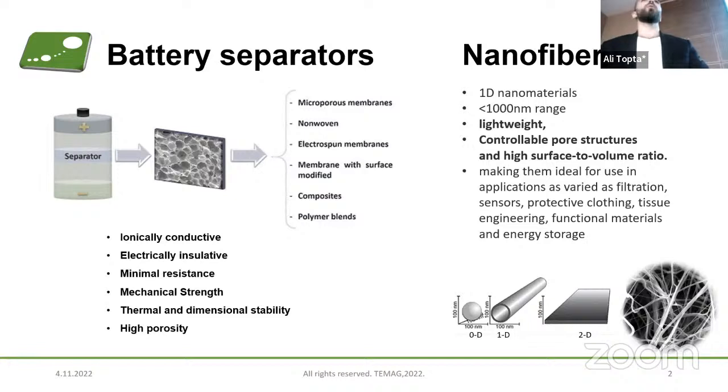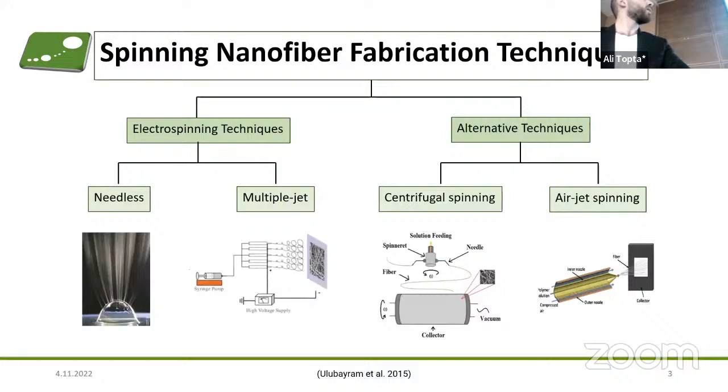As we all know, nanofibers are one-dimensional nanostructures or nanomaterials below the 1,000 nanometer range. They are known to be lightweight with controllable pore structure. They have a high surface to volume ratio, making them applicable in many sectors like batteries or filtrations, either water or air filtration. To obtain nanofibers, there are many fabrication techniques.